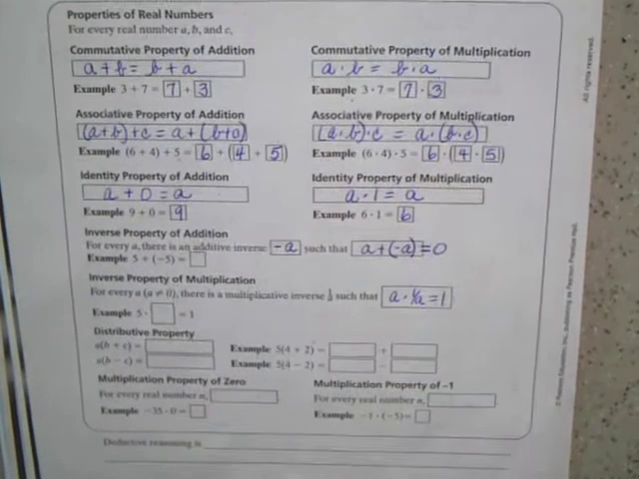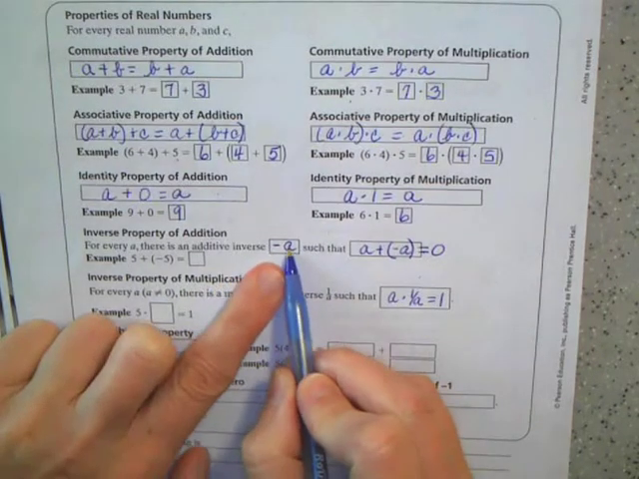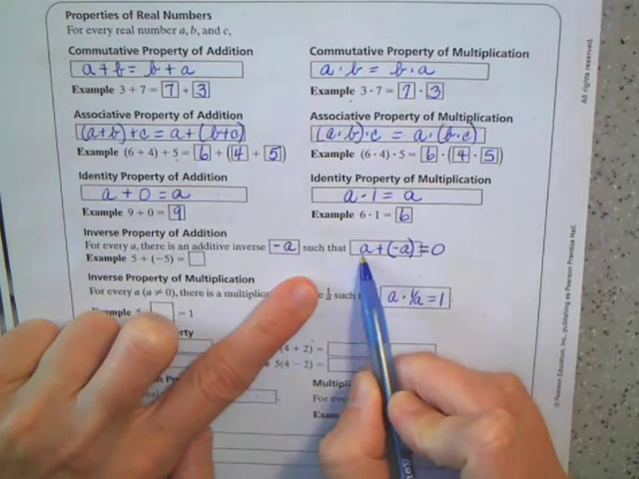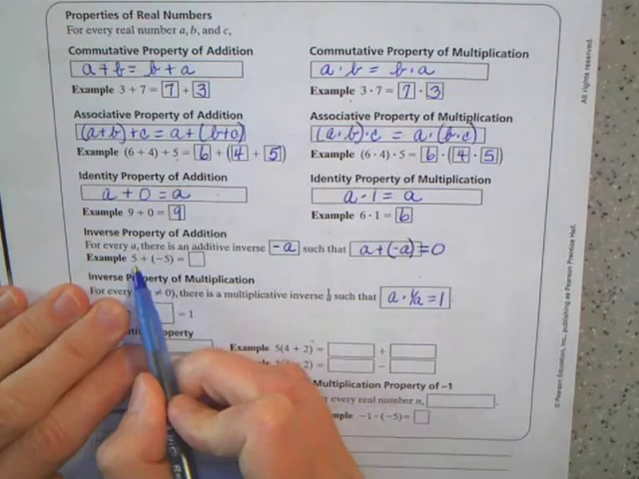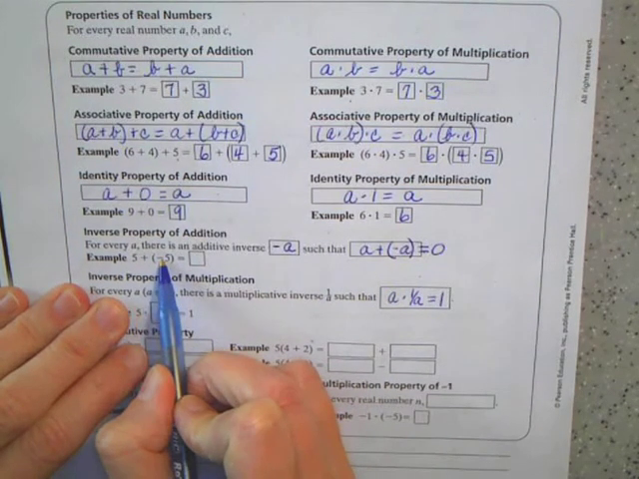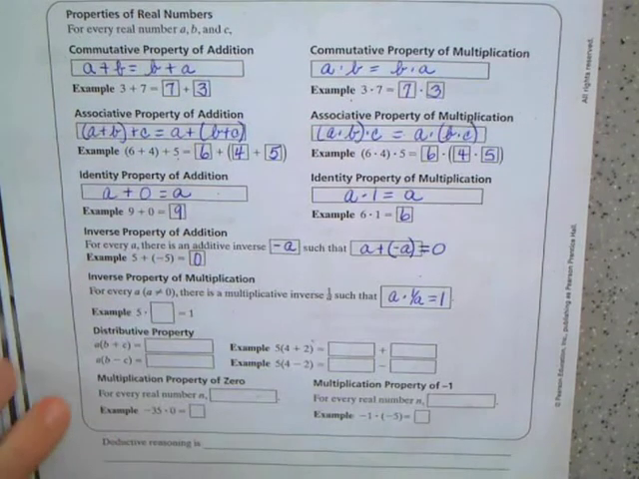The inverse property of addition tells us that for every a there is an additive inverse, the opposite of a, such that a plus the opposite of a is equal to 0. So 5 plus the opposite of 5, which is negative 5, gives us the sum of 0.